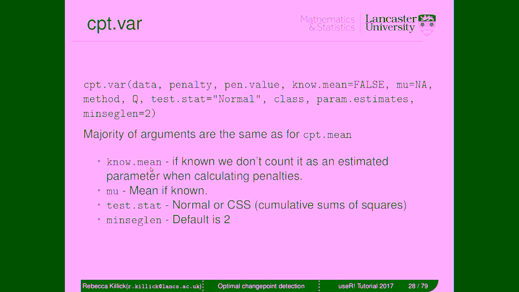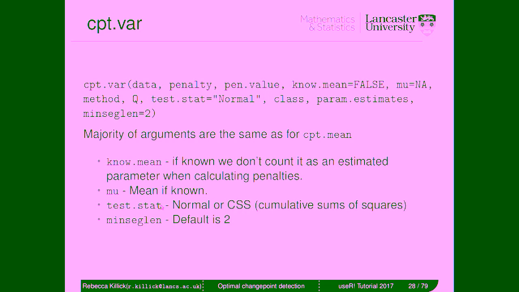No.mean is a true-false argument here, and that's basically, do you know what the mean is? So if you're doing some form of designed experiment, you may know what the mean should be, and basically you can remove a degree of freedom if you do that. So if you put no.mean is true, and you give us the mean there, then when you're calculating some automatic penalties, it doesn't count that as an estimated parameter. So ultimately, it marginally affects things sometimes.